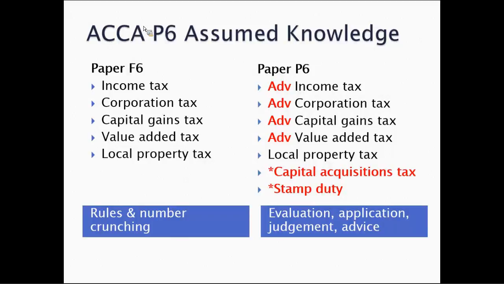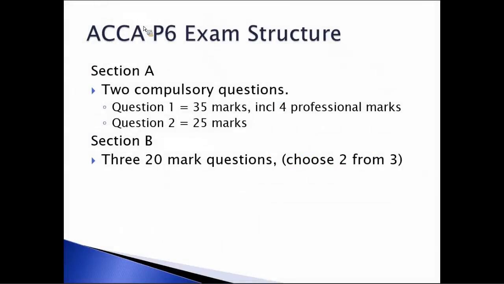As regards the exam paper, the layout of the exam paper is that they split it into 2 sections, Section A and Section B. In Section A, you've got 2 compulsory questions. Question 1 is a 35 marker, and that includes 4 professional marks. Question 2 then is for 25 marks. In Section B, you've got 3 20-marker questions. You get a choice here. You've got to choose 2 from 3 in that section.